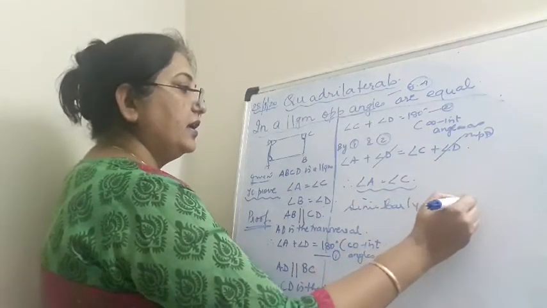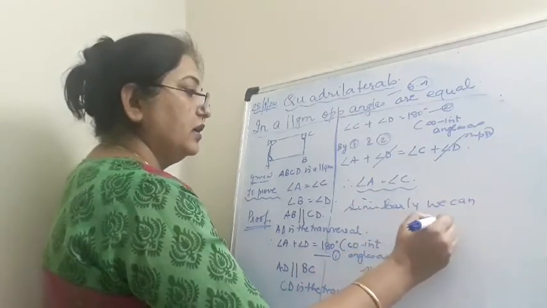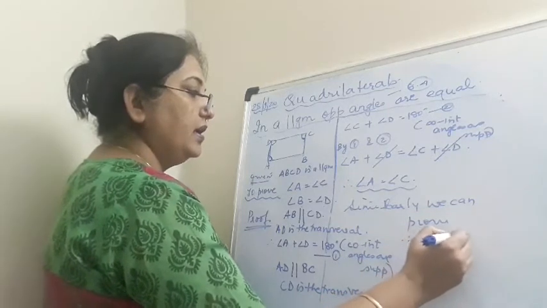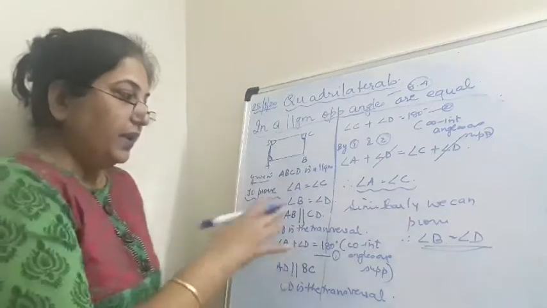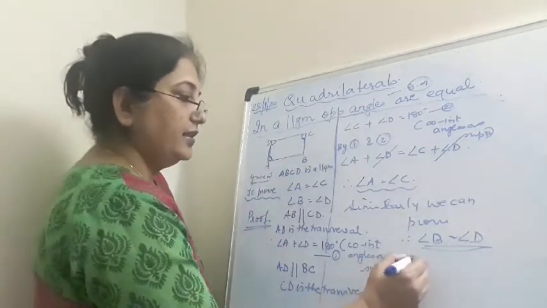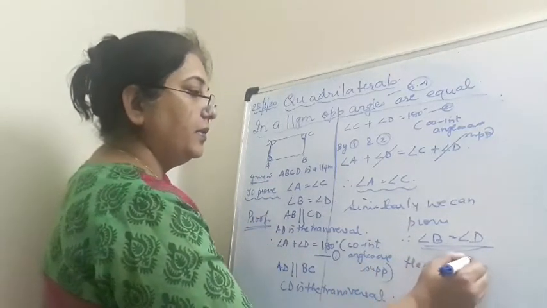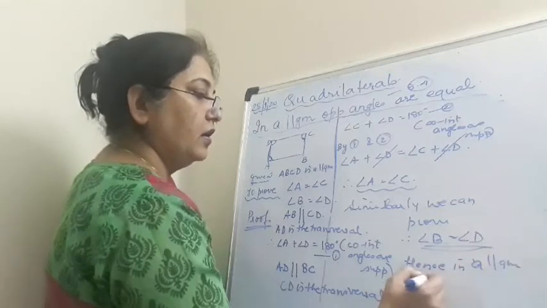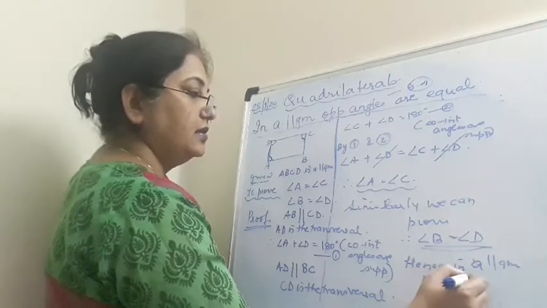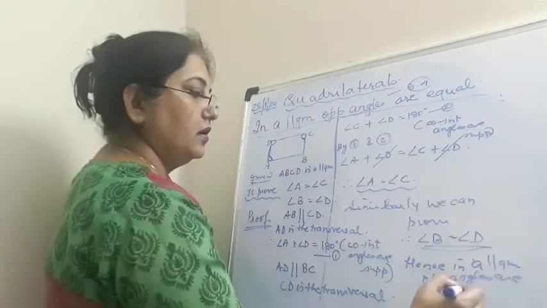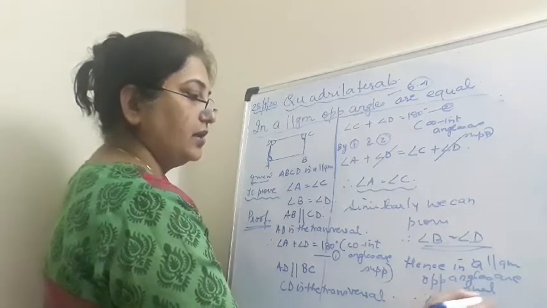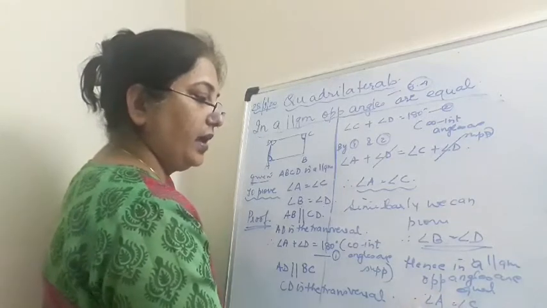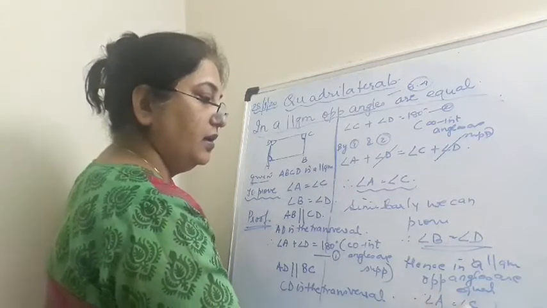Similarly, we can prove that angle B is equal to angle D. So by this complete proof, in the end you can write, hence in a parallelogram, opposite angles are equal. Therefore, angle A is equal to angle C and angle B is equal to angle D.